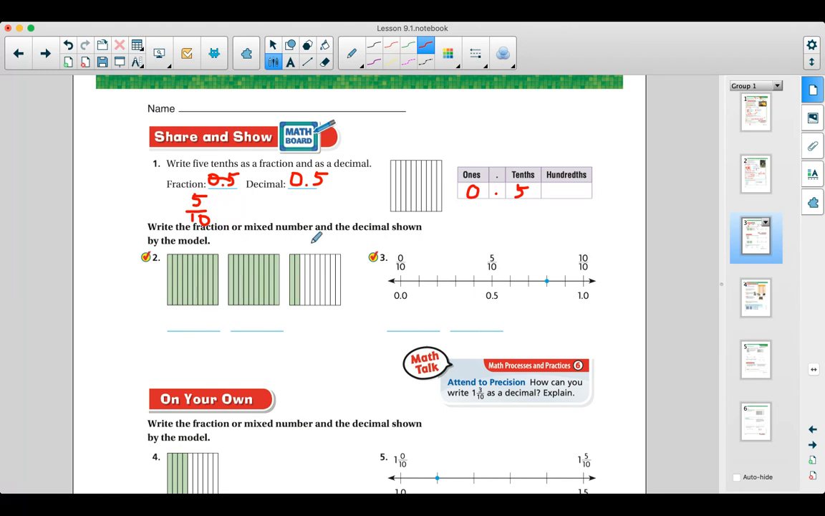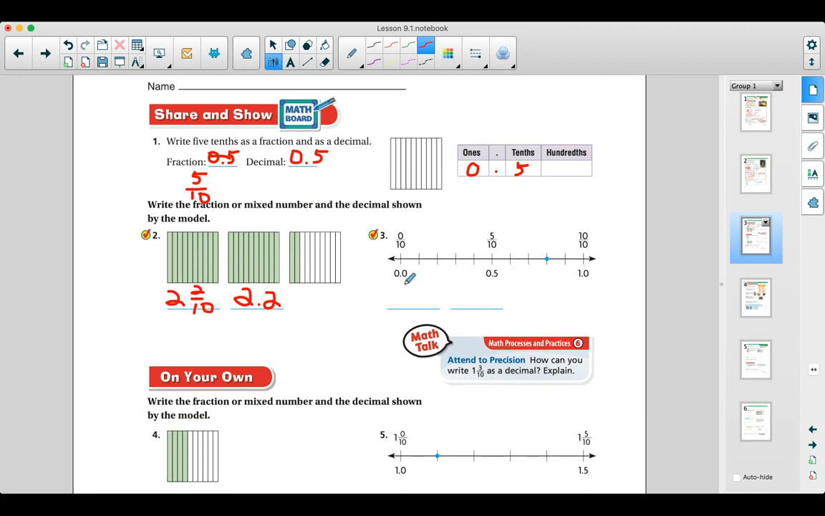Write the fraction or mixed number and the decimal shown. Okay, we have 1 whole, we have 2 wholes. So our whole number is 2. And what do we have here? 1, 2 shaded in. 3, 4, 5, 6, 7, 8, 9, 10. So that's 2 and 2/10. That's written as a mixed number. You could also write it as a decimal, 2.2.